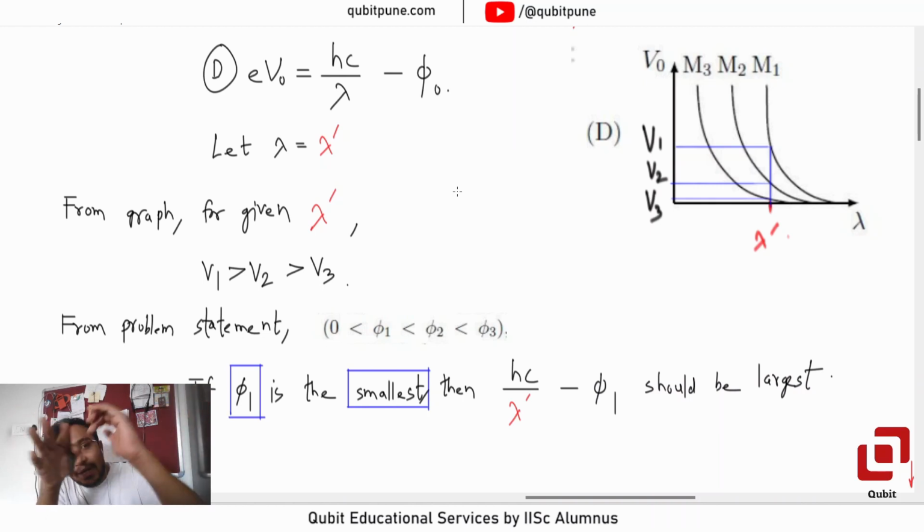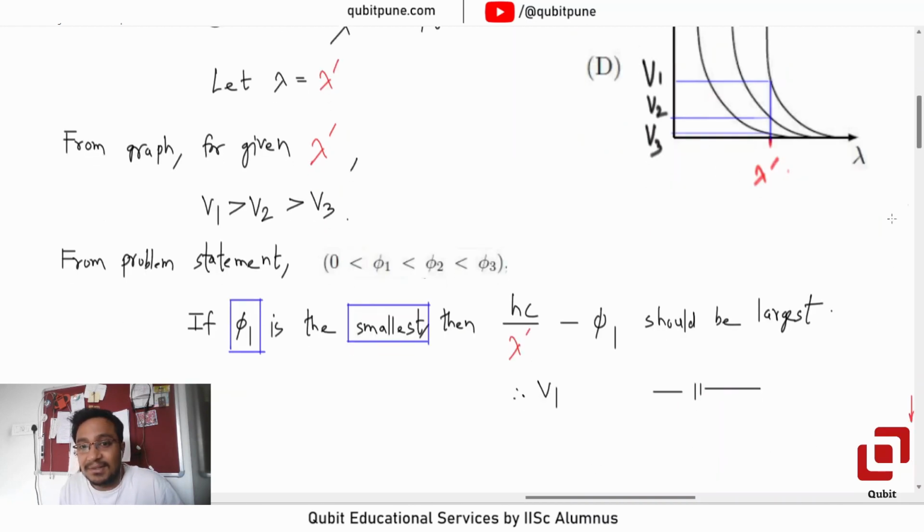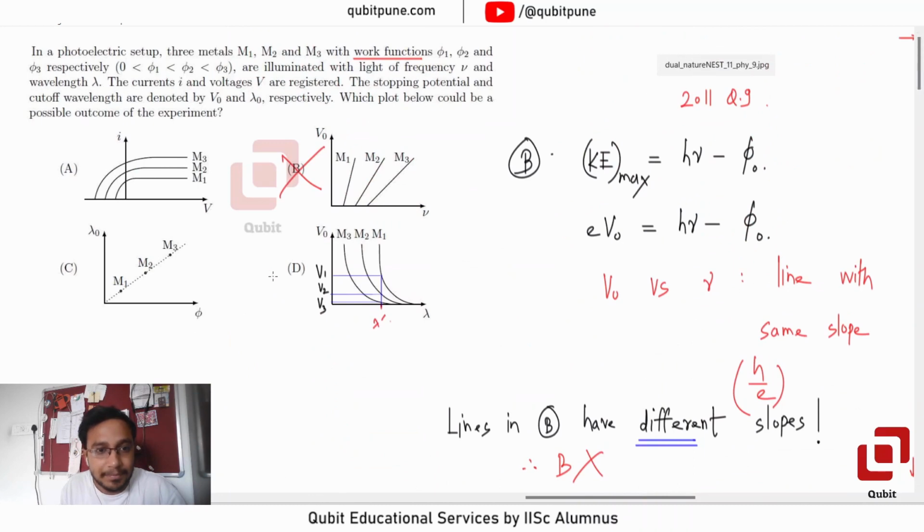Now, to get the largest value on the left side, that of V naught, we need to subtract the least one, that is, we need to subtract phi naught. Now, does that make sense? If phi naught is the least, then V naught must be the largest. So V1 should be the largest, and it is, from D. So shall we go with D? Yes, we have to go with D.